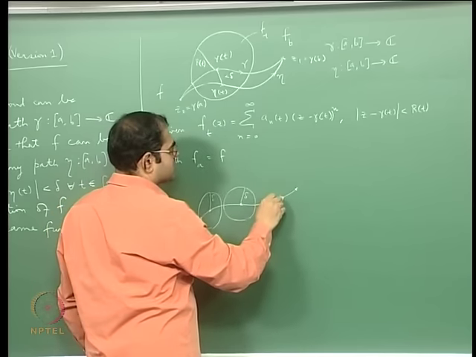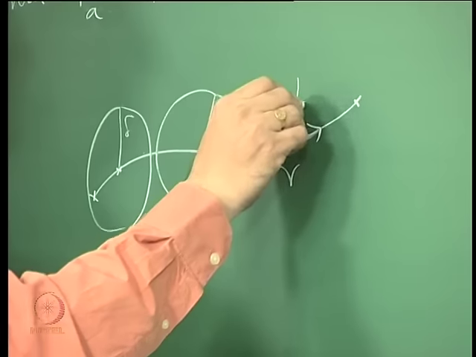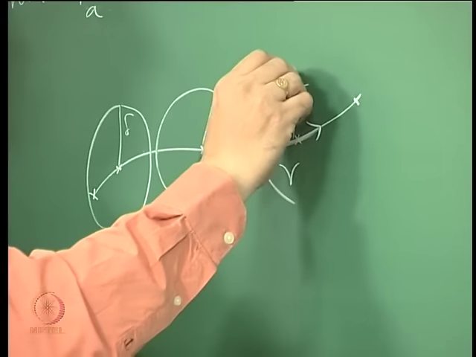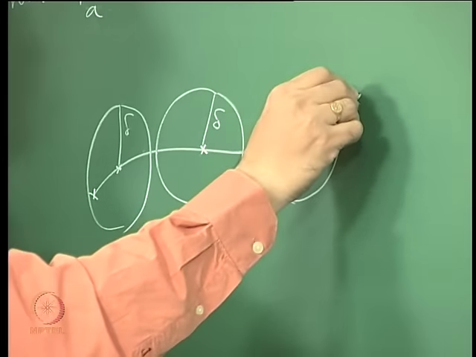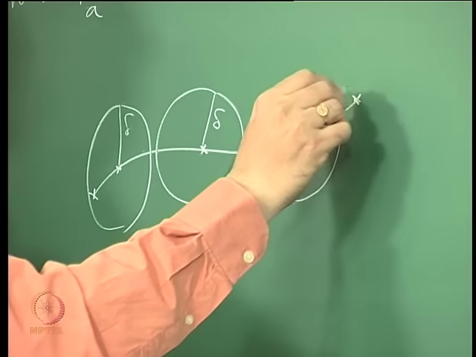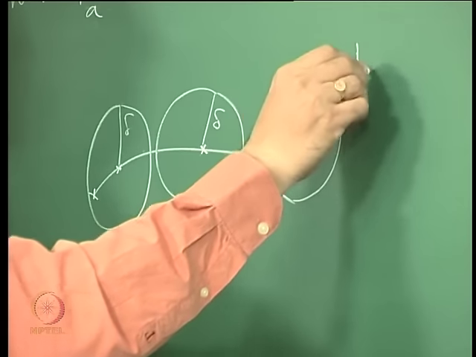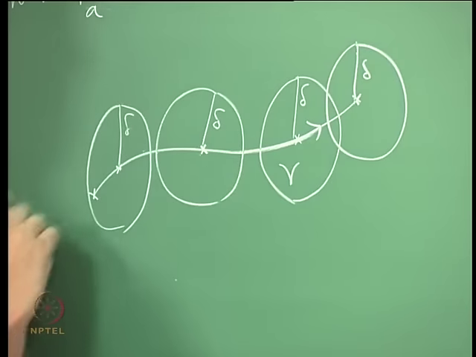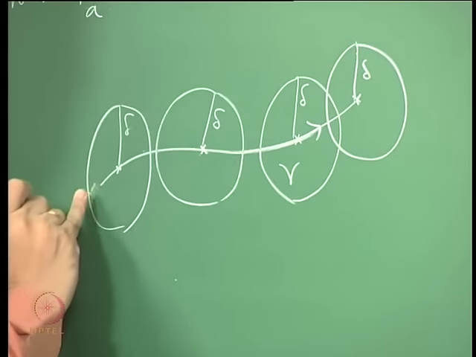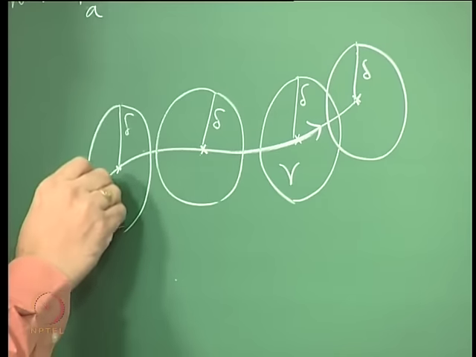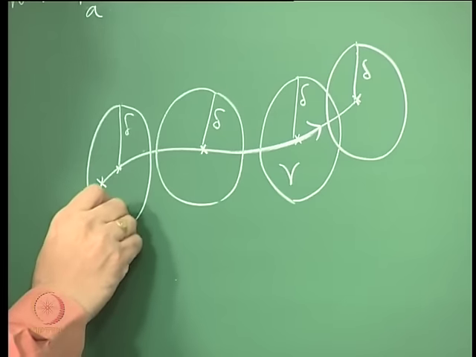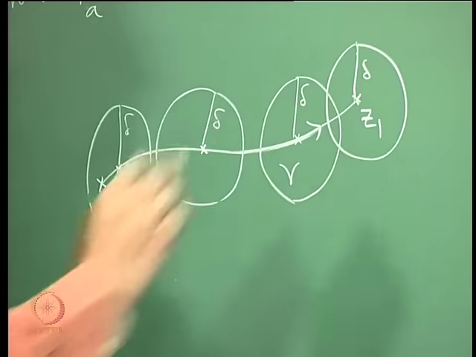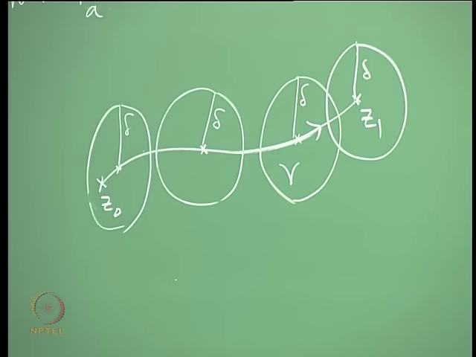And throughout it will be like this. There is a fixed radius delta, and here also, including the endpoints. Because of the compactness of the path, finitely many disks are enough to cover the path, of course.